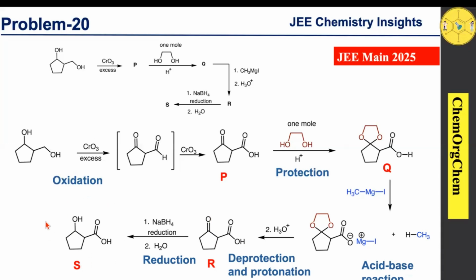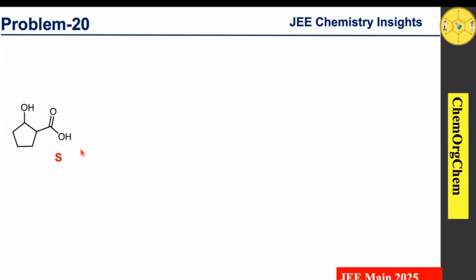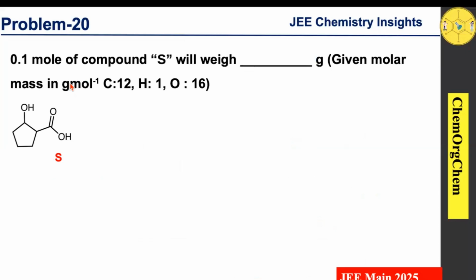Yes. So let's move on. This is our final product S, which is 2-hydroxycyclopentane-1-carboxylic acid. In our question, they asked us to find out how many grams 0.1 mole of compound S weighs. Here they gave the atomic weights of carbon, hydrogen and oxygen. In order to calculate 0.1 mole of compound S, first we need to calculate the molar mass of this compound S.